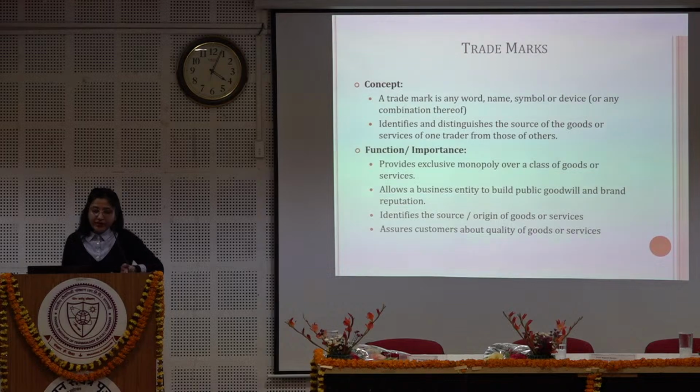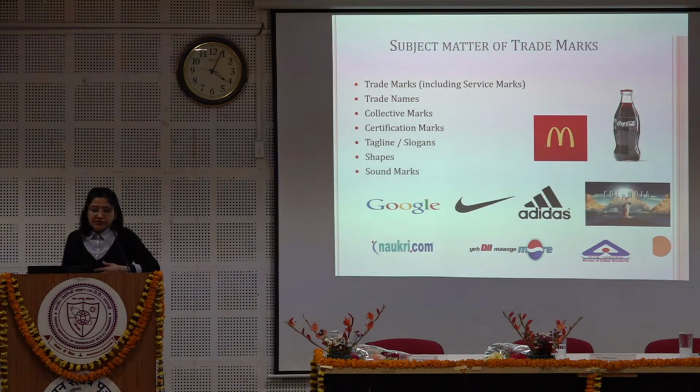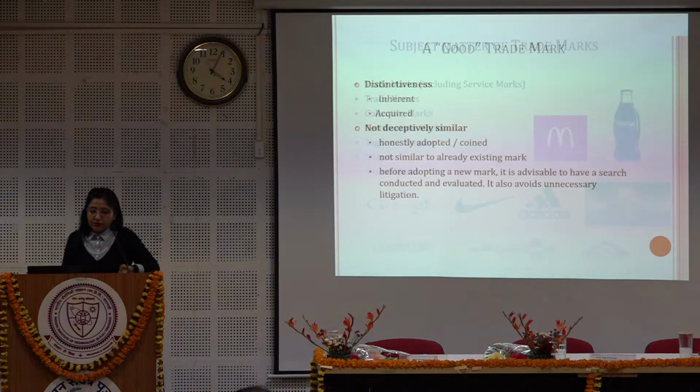So it provides all the exclusive rights in a particular class of goods or services. It is required for the business entity, identifies the goods or the origin of the source. So these are all the trademarks. As I told you, you can have it on sound, shapes, your taglines, certification marks, collective marks, trade names and all. Distinctiveness is very important and they should not be deceptively similar.